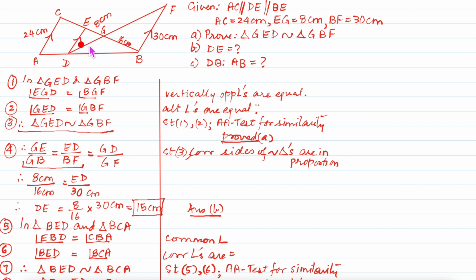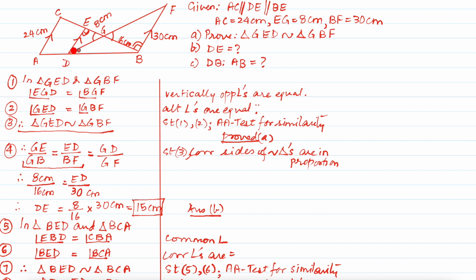Now we have to focus on this triangle and this triangle. We know that these two angles are vertically opposite angles, so we write that. Then we can say that this is parallel to this. So either I can say that this angle equals this angle, or this angle here equals this angle. I have taken angle GED, this one over here, is equal to this one over here. These two are equal, so I have written that.